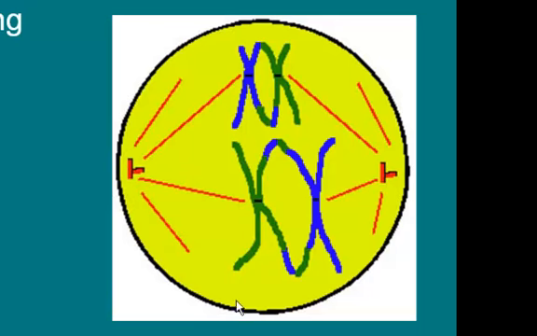So that's metaphase 1. And see how here mom's chromosomes, one chromosome is on the left and the other chromosome is on the right? That's independent assortment.